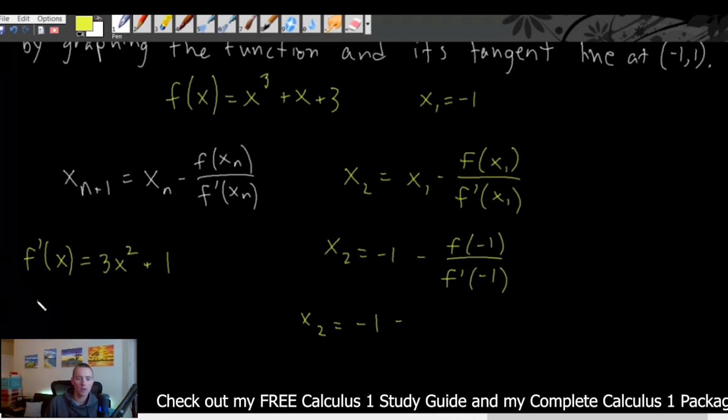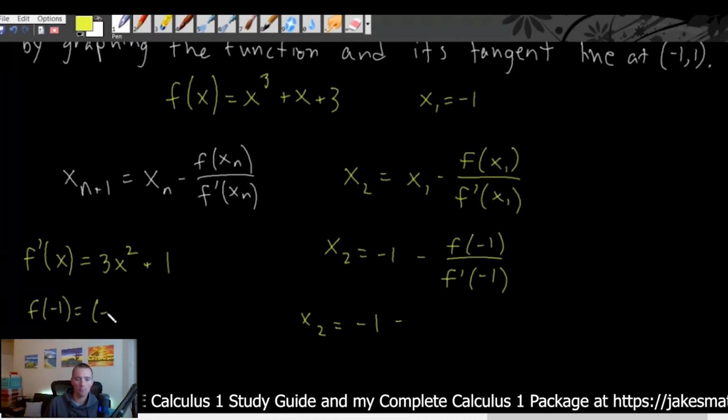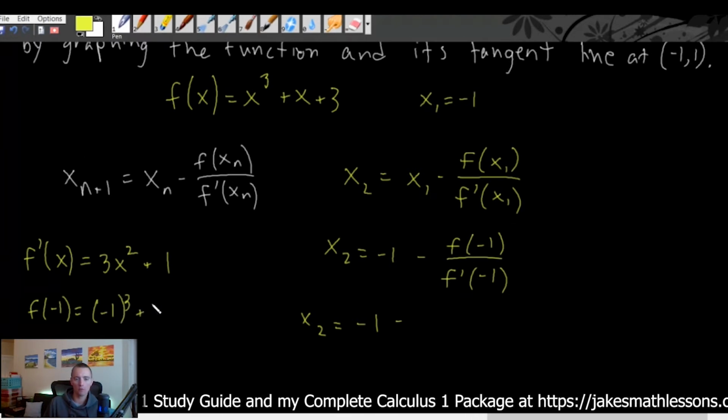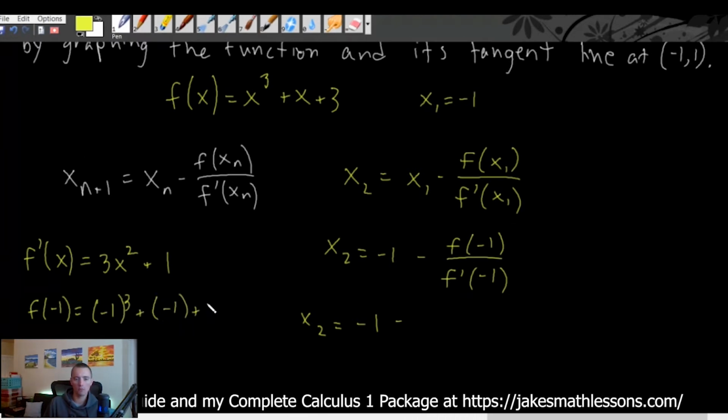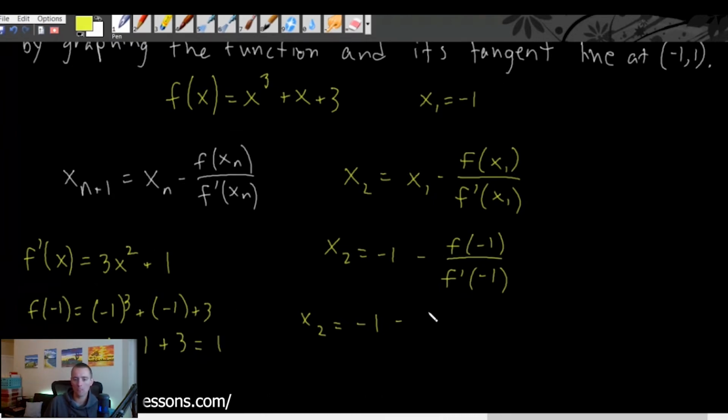So f of -1 is just going to be -1 cubed plus -1 plus 3. -1 cubed is -1, plus -1 is -1, plus 3 is 1. So f of -1 is 1.